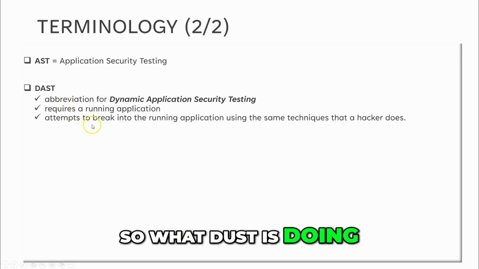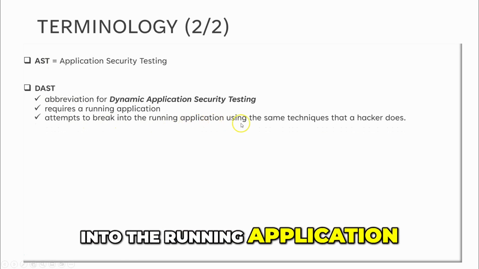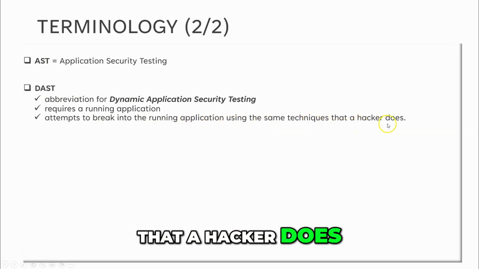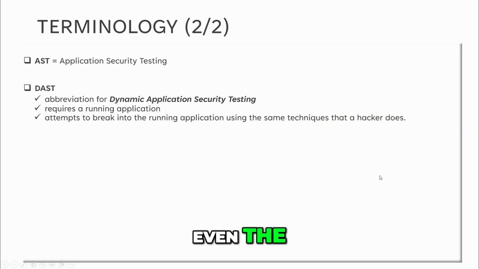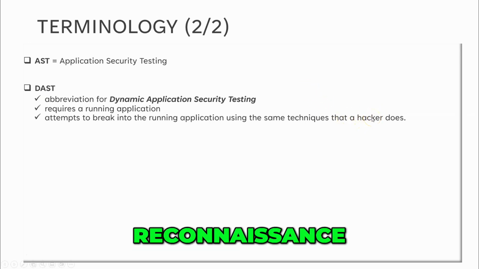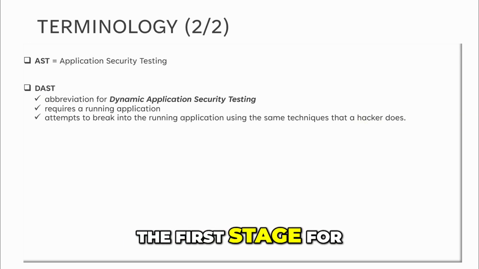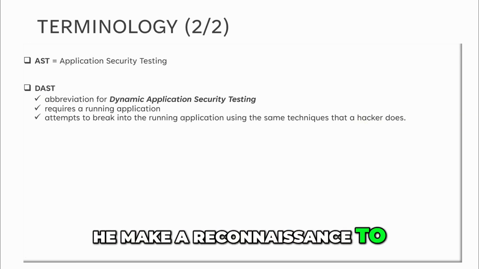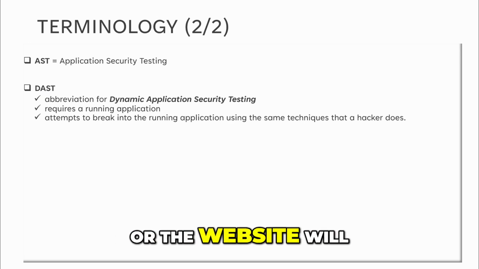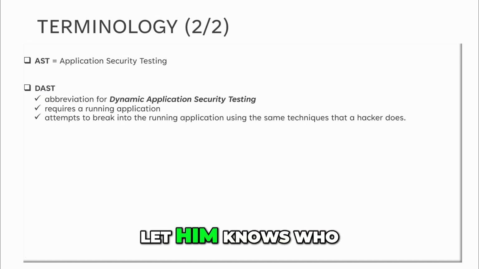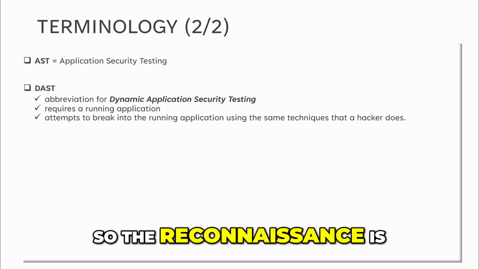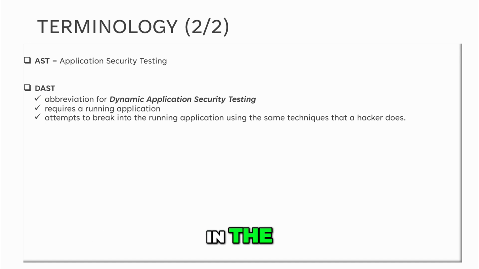Okay, so what DAST is doing, it attempts to break into the running application using the same techniques that a hacker does. But actually there are different categories for what the hacker can do, or let's say different phases. The hacker can just make a reconnaissance, and this is basically the first stage for an attack. He makes a reconnaissance to see if the application or the website will return some positive things that can let him know who is the target he was scanning for. So the reconnaissance is always the initial phase in the chain.